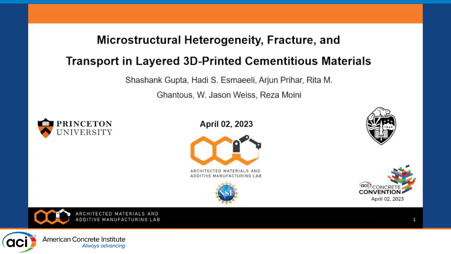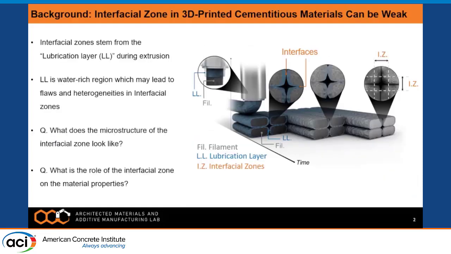And today, I'm going to talk about the microstructural heterogeneities, fracture, and transport in layered 3D printed cementitious materials. So, the presence of the interfacial zone in 3D printed material is a well-established fact in the 3D printing community. We have talked about it in the various presentations today. This interfacial zone stems from the lubrication layer during the extrusion process, where the lubrication layer is just a water-rich region due to the shear induced motion of the particles during the fabrication process.